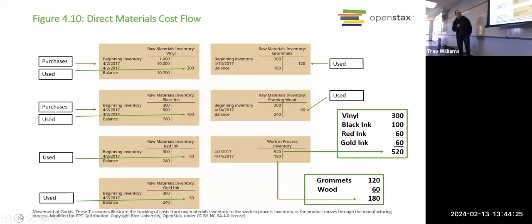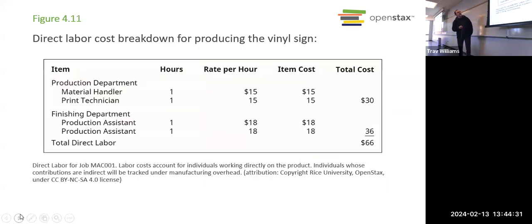Does that make sense? What do you think? Okay. All right. Then labor. We have to keep track of our labor costs for each particular job, right? So in this case, in the production department, we had two different workers. They each worked for an hour. They each get paid $15 an hour. And so that's a total of $30 of labor costs.